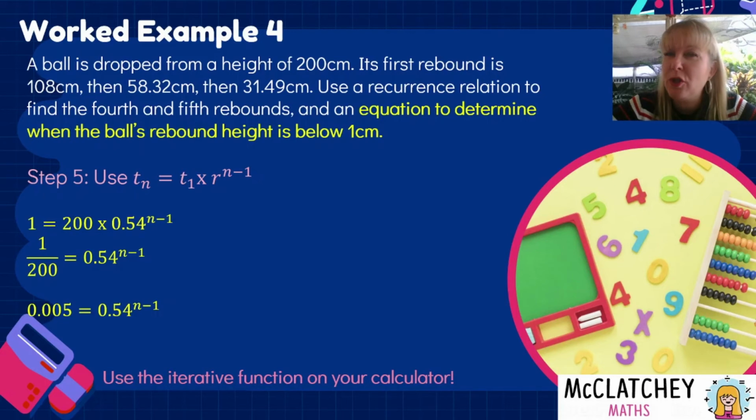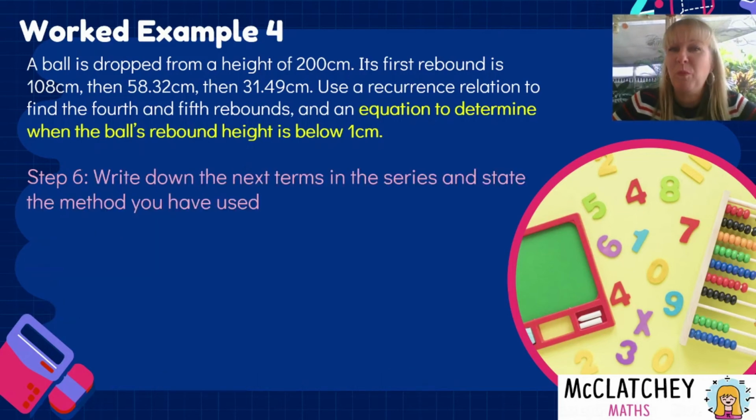So if we now substitute that back into our algebra, we end up with n minus 1 is going to be 9. Now if we rearrange that, that means n is 9 plus 1, which means that n is 10. Now it's our 10th term that is going to be the one we're looking for. Now we need to think about that in terms of rebounds. If our first term was 200 and our first rebound was term 2, then that means that our 10th term will be our 9th rebound.